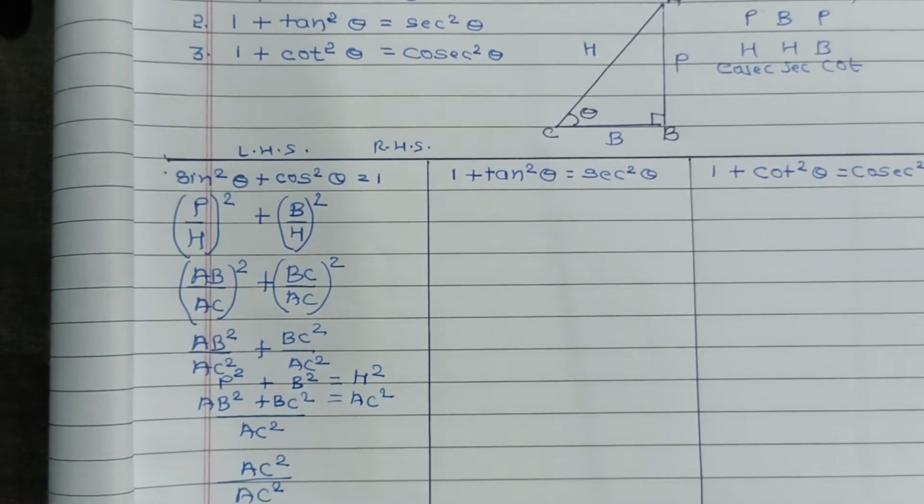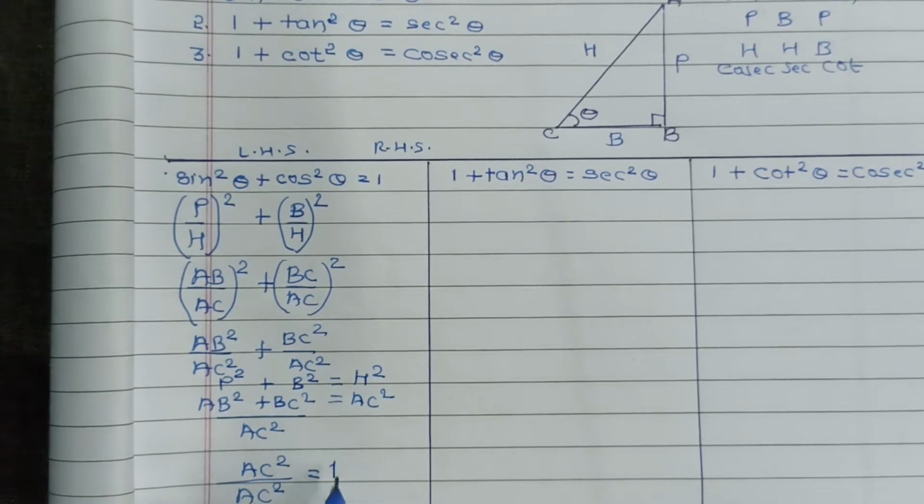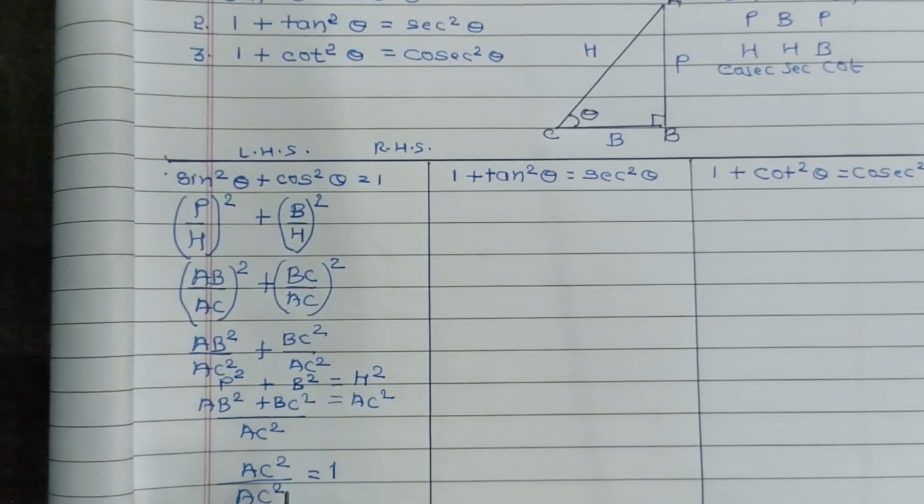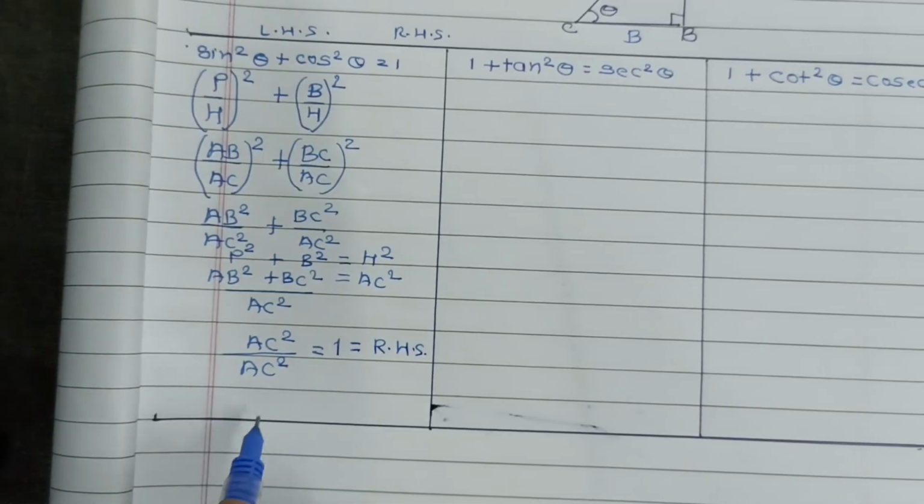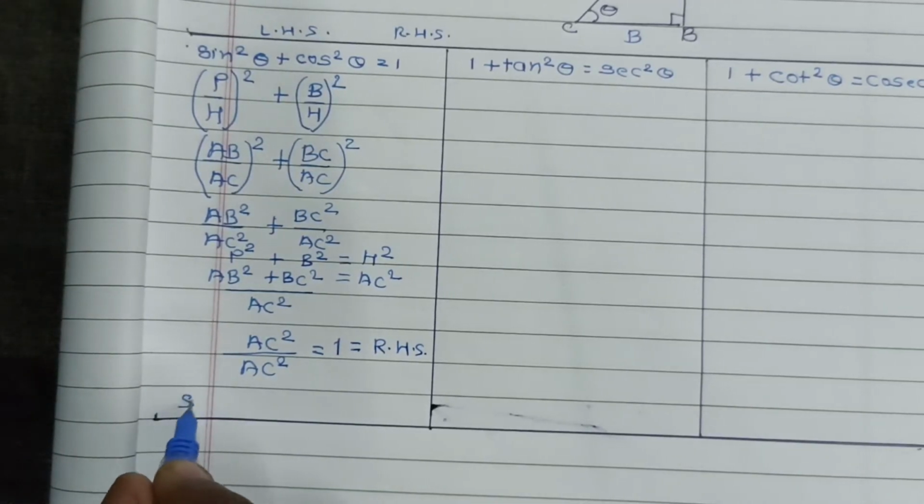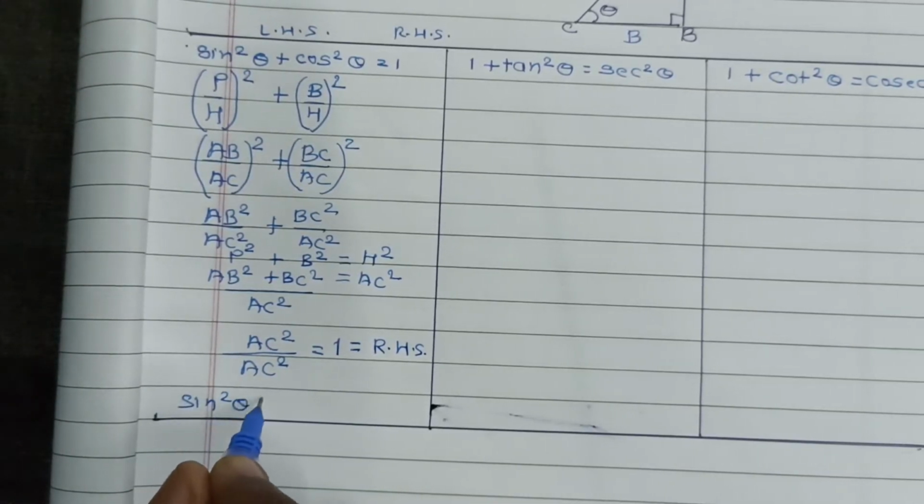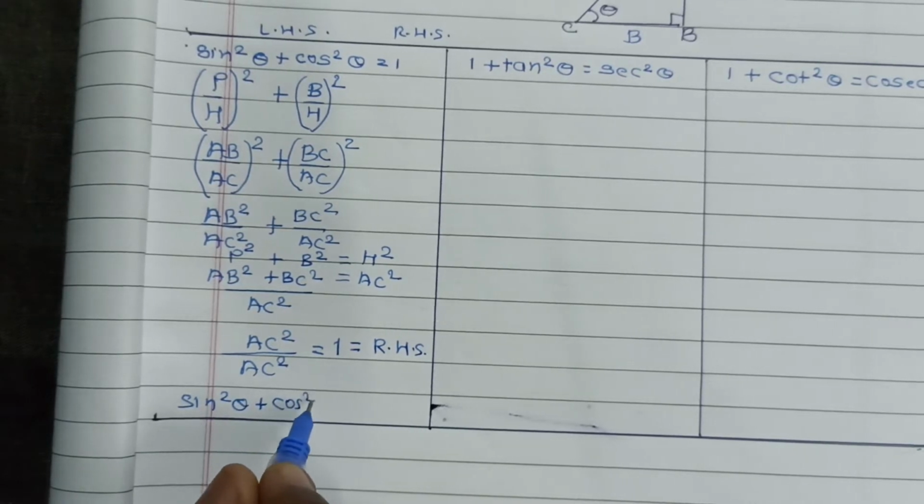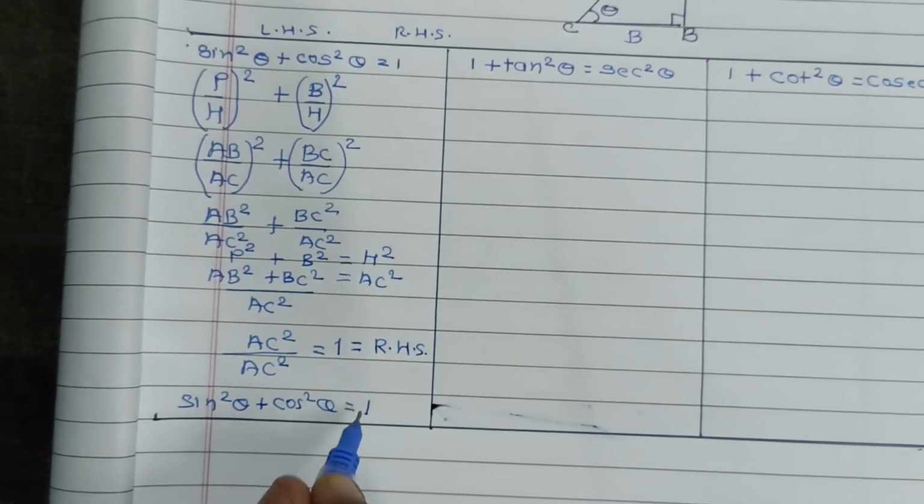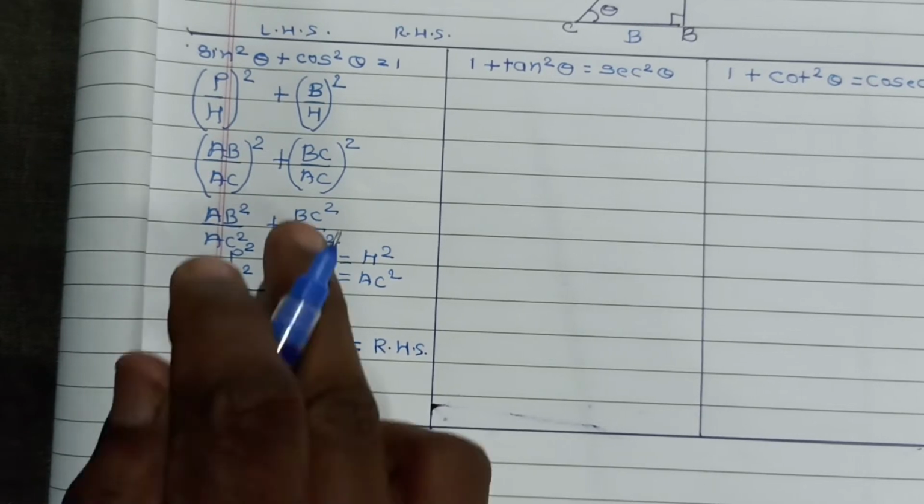Now AC square upon AC square is 1. Now we have proved this left hand side, so we got the answer 1, which was the required solution. Therefore your LHS is equal to RHS. So what is the LHS here? sin²θ plus cos²θ is equal to 1. So this is the first identity I have derived here.